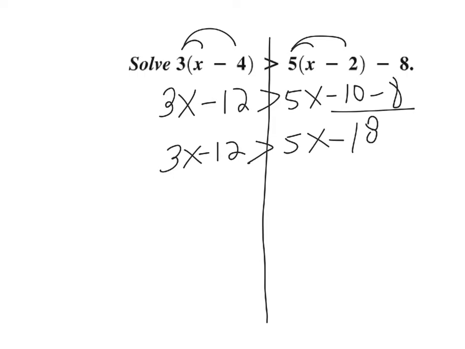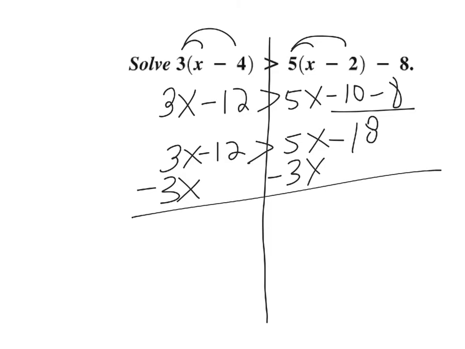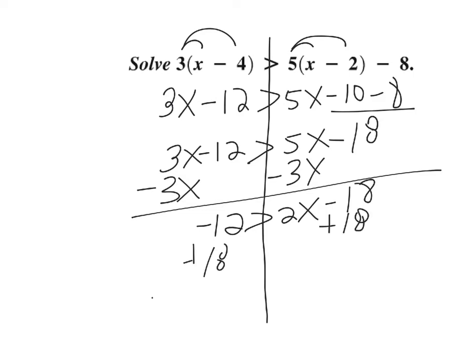We've talked about why I like to do what I do. I'm subtracting 3x from both sides. Doesn't mean that what you do, if it's different, is wrong. It's more of a preference thing. I'm going to add 18 to both sides. So I have 6 on the left, 2x on the right. My last step is to divide both sides by 2.